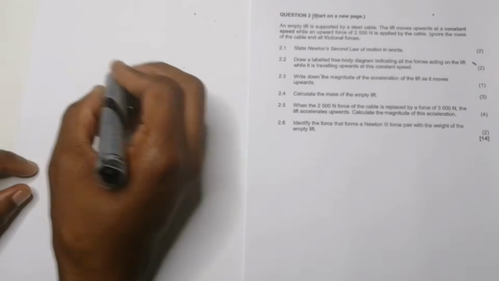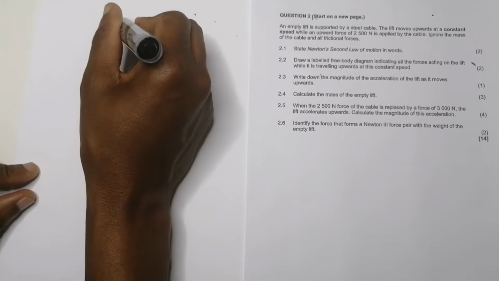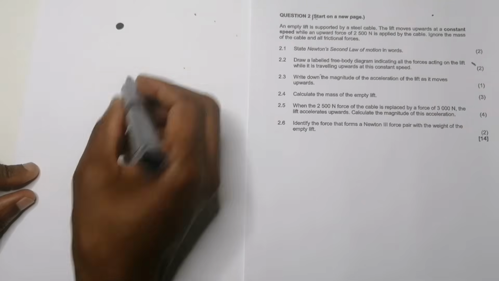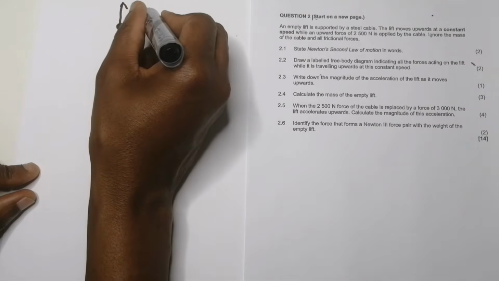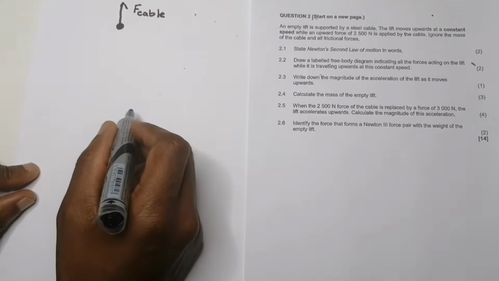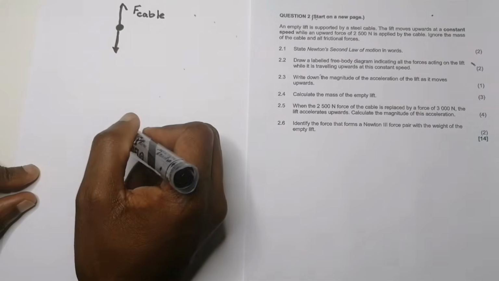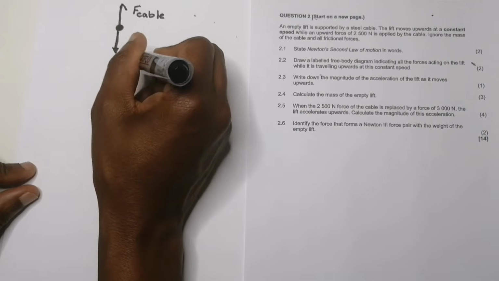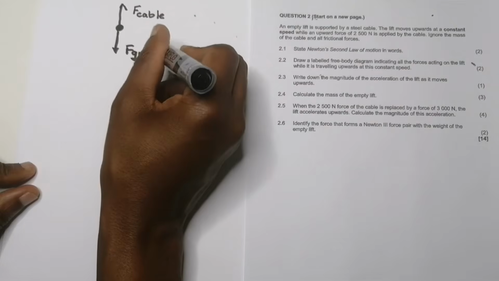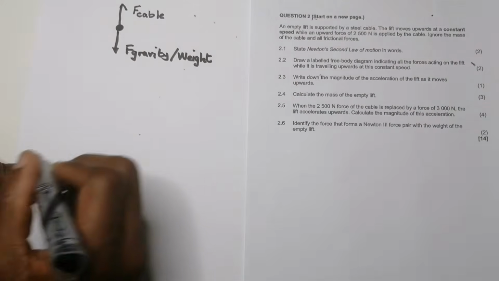Remember, we had that lift and it was lifted by a steel cable. So in this case, what are the forces that would be acting? Of course, we'd have a force upwards. This would be the force of the cable. And you can also have the gravitational force. Remember, as you're lifting it, the earth is pulling it towards its center. So in this case, we're going to have either the force of gravity, or you can simply call it the weight, whichever one you prefer.